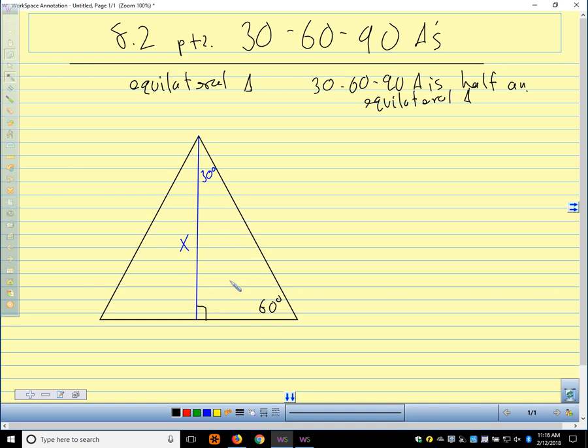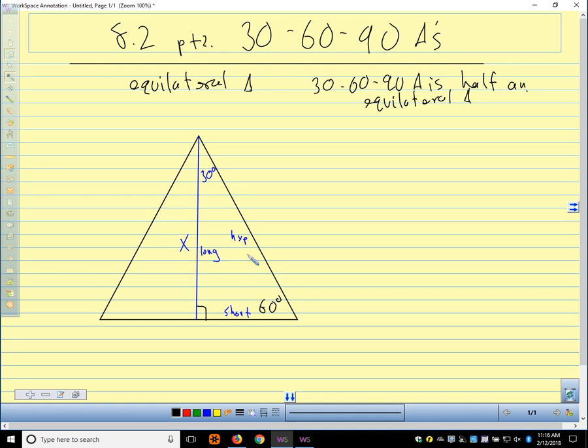I'm going to label the sides of this triangle. I'm going to label this the hypotenuse. Hypotenuse is always the hypotenuse. I'm going to label this side that's half the length of the hypotenuse the short side. The short side is also across from the 30-degree angle, the small angle. And I'm going to call x the long side, across from the 60-degree angle.